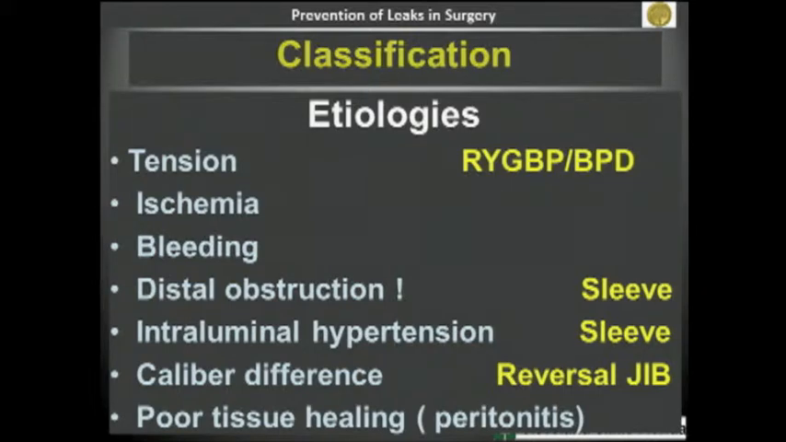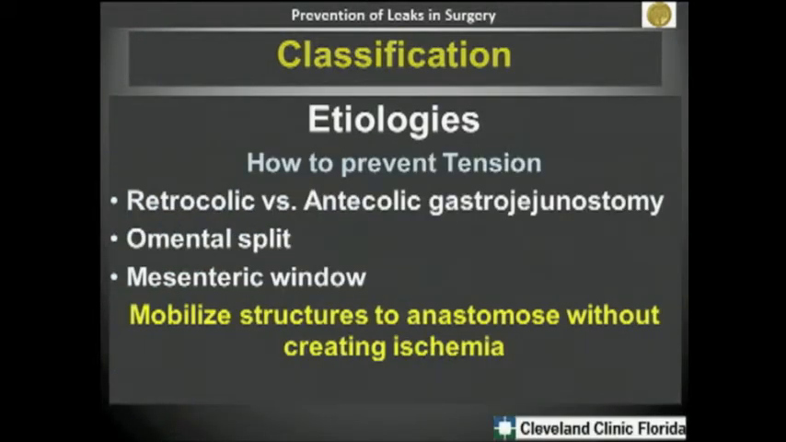And we learned that now with a sleeve gastrectomy in the upper GI tract, that is a similar phenomenon, intraluminal hypertension, a difference in caliber when you reverse a jejunal bypass, and obviously the poor choice of trying to do an anastomosis in a patient with peritonitis. So all these are together the reasons why you might find yourself with a leak, and I think they don't happen separately. Most of the times it's a combination of all of those that come together. Can we prevent tension?